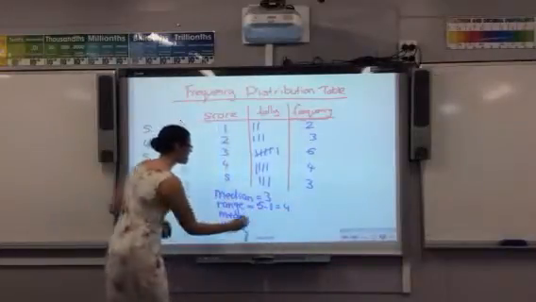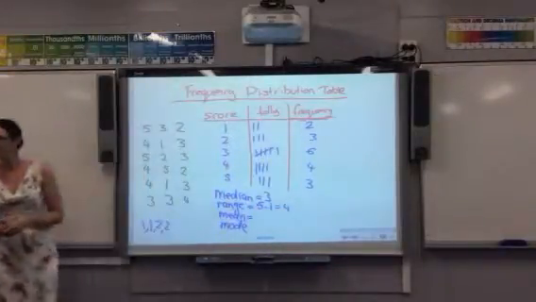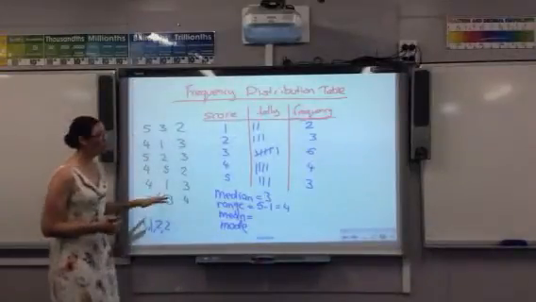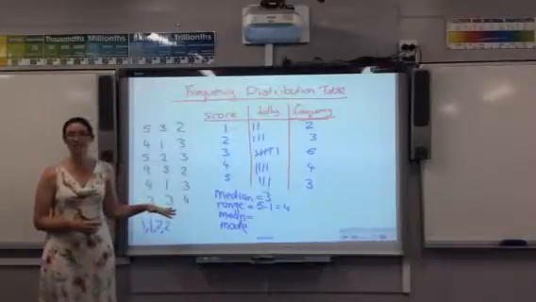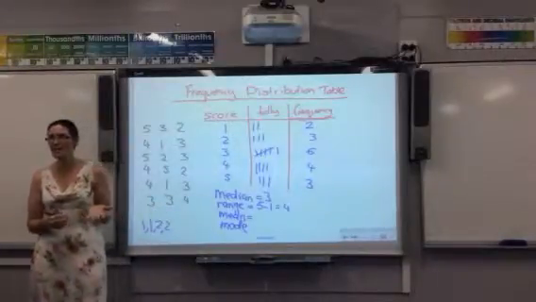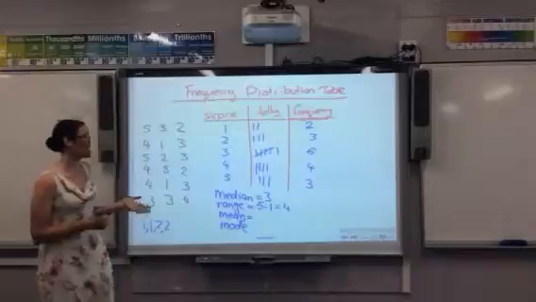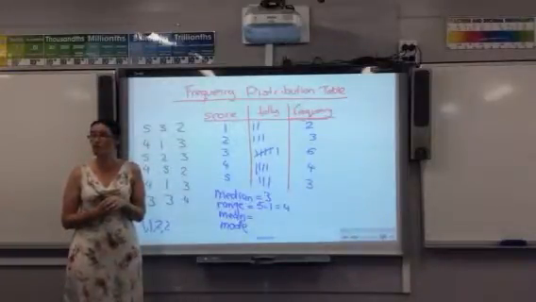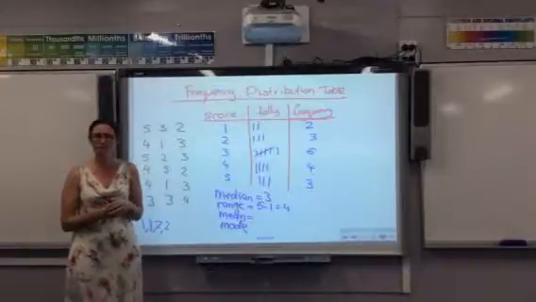Okay, my mean. Now, to work out the mean, I'm going to have to add up all 18 scores. And I'm going to divide by 18. Is there a quicker way to add up all 18 scores? We did this when we did the dot plot. Do you remember what we did?